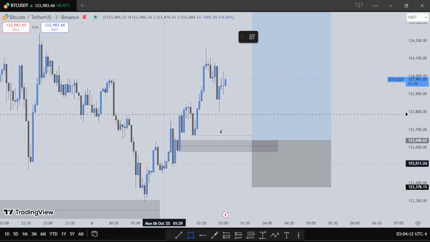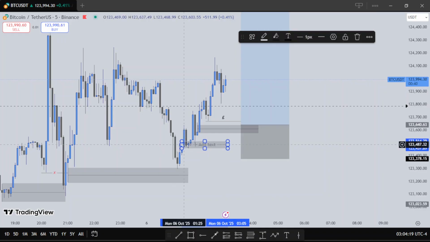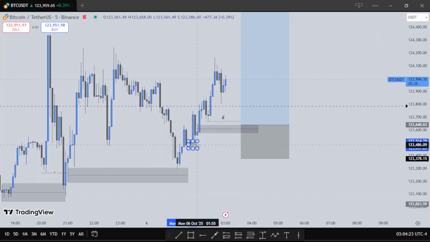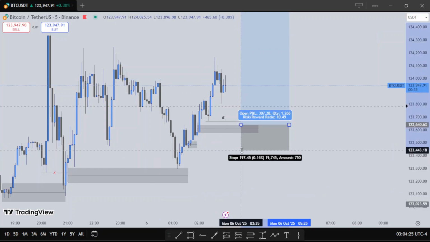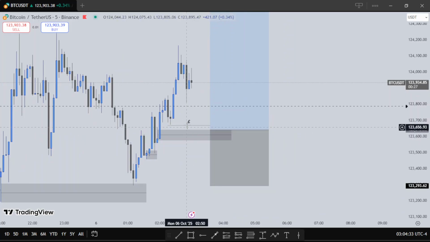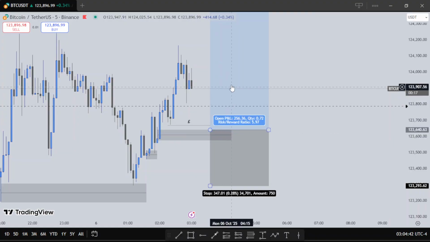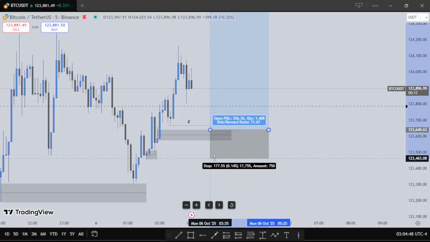This OB has already been mitigated. Let's check the 5 minutes. Yep, so this pretty much is a protected low. Initially this is where I'll put my stop loss, but just to be safe, I will extend it to this low. If price mitigates this area where my position is and starts moving to the upside, then I will modify my stop loss to this low and just let it run.